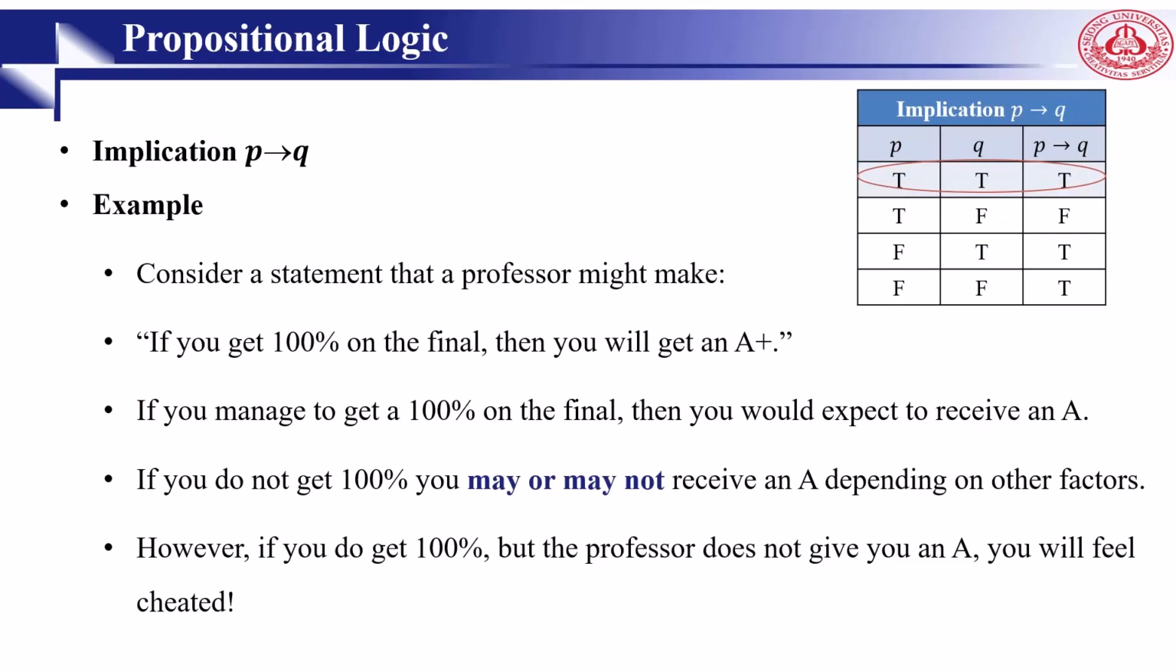Let's see another example. Suppose a professor said to you that if you get 100% score on your final, then your score will be A plus. In this case, if you get 100%, you expect A plus, right? So 100% implies A plus. But if you don't get 100%, you still have the chance to get A plus, based on some other factors. So 100% leads you to A plus, but getting A plus does not depend exclusively on 100%.